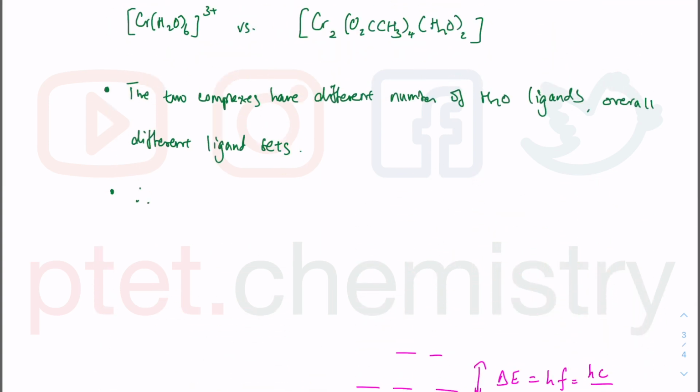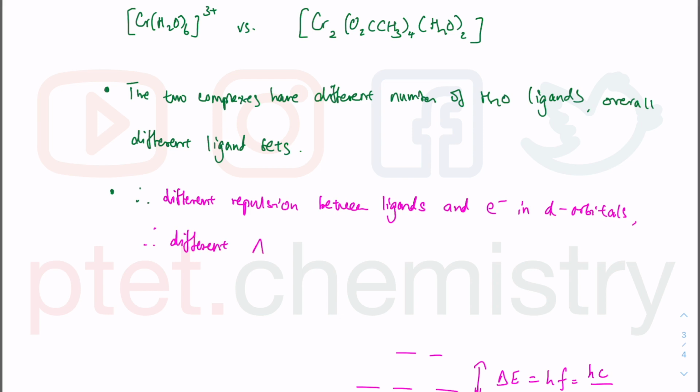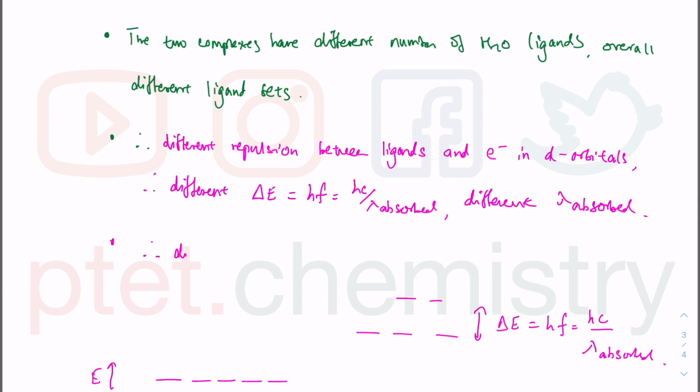So different ligand sets, therefore different repulsion between ligands and the electrons in the d orbitals. Therefore different delta E equal to hf equal to hc over lambda absorb. That means different lambda absorb for the visible light. If you absorb different wavelength of the visible light, therefore we see different complementary color.